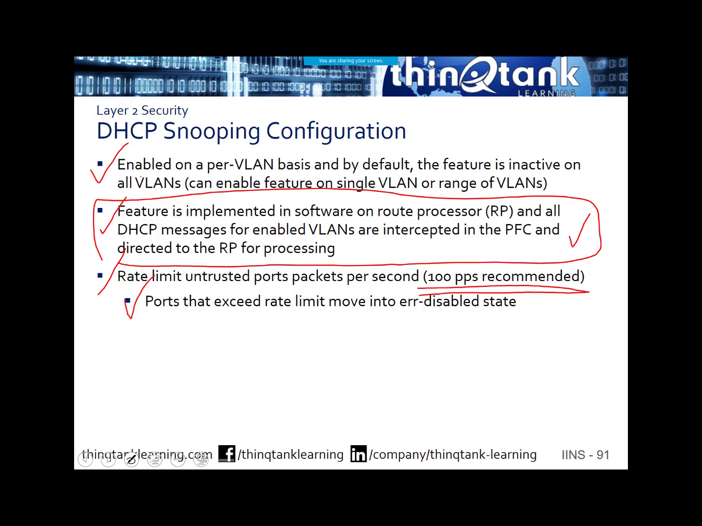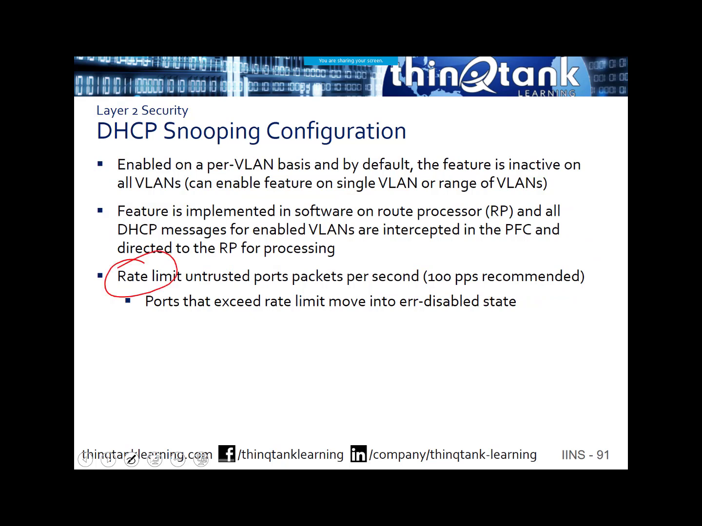The rate limiting feature is what you would want to implement so that you're reducing the likelihood of a starvation attack. Snooping by itself doesn't really prevent a starvation attack. It prevents rogue DHCP servers. The rate limiting piece is what allows us to prevent a starvation attack because we're limiting the number of DHCP packets that can be generated on a port over a period of time.